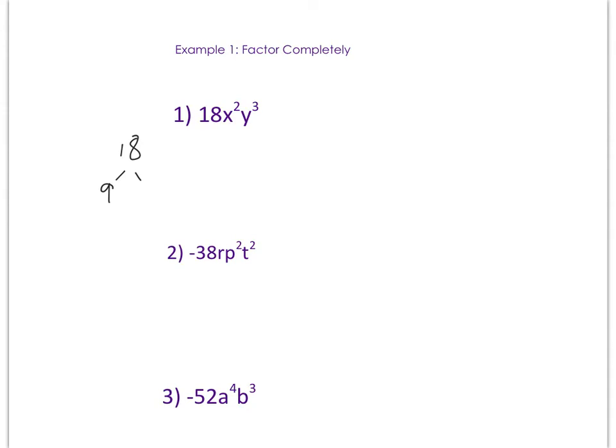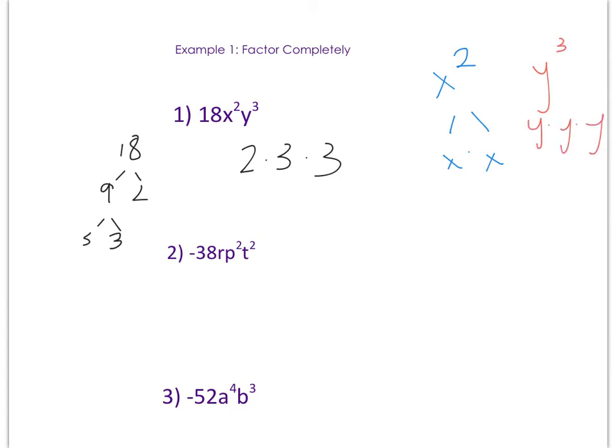So if I break this up into 9 and 2, and 9 breaks up into 3 and 3, I know that that can't go any further. That will be in its factored form. So this will be 2 times 3 times 3. Then with my variables, I have x squared, which breaks down into x times x. And then I have y to the third, which breaks down into y times y times y. So I really just have to write them all out.